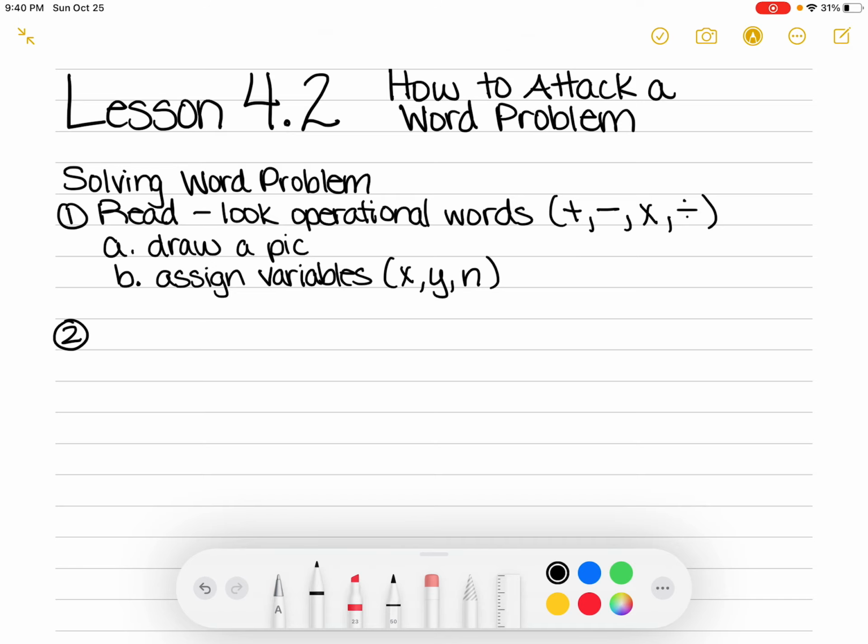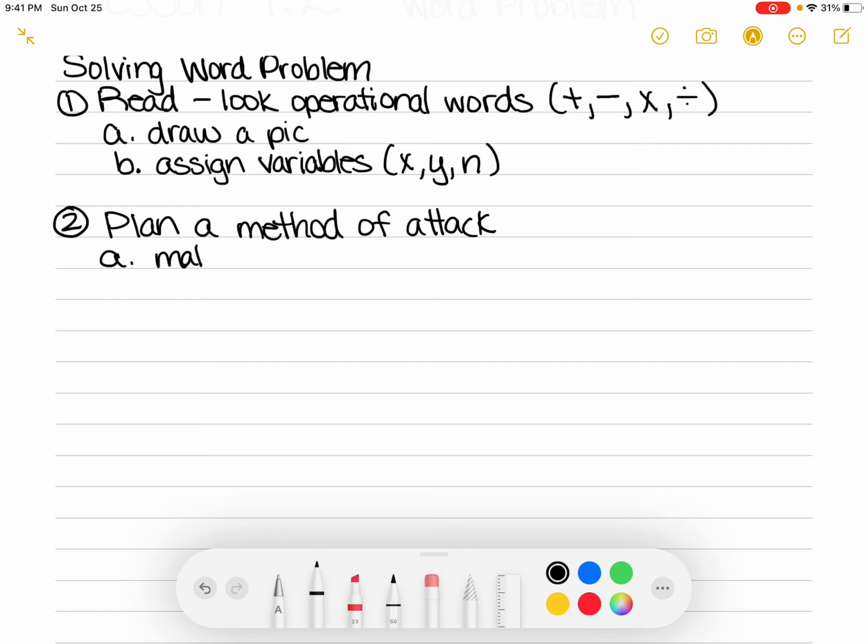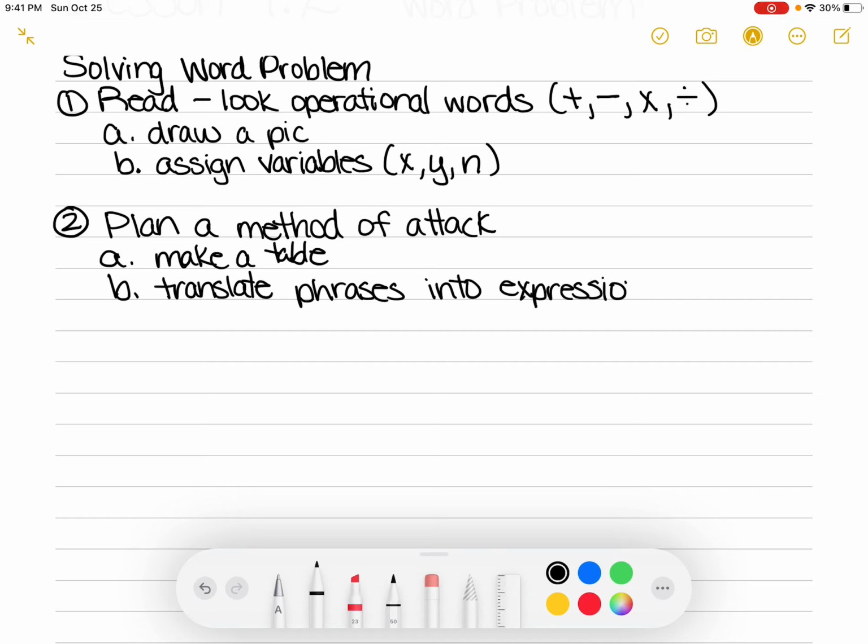Number 2, the second thing you're going to do is plan a method of attack. In this you could decide to maybe make a table. You also want to translate phrases into expressions. This is kind of like what I did with y'all before, where I just wrote the things above the wording. That's what you want to do. Of course, you wouldn't have the wording written down since it's in your book.